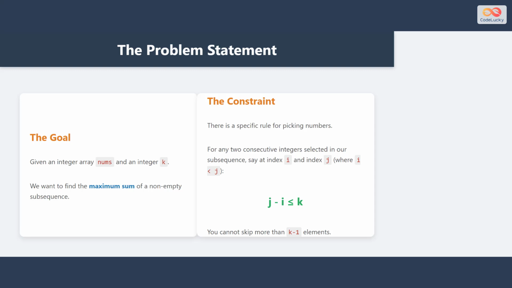Let's first understand what we are asked to do. We are given an array of integers called numbers, and a single integer k. Our goal is to find the maximum possible sum we can get by selecting a subsequence of these numbers.